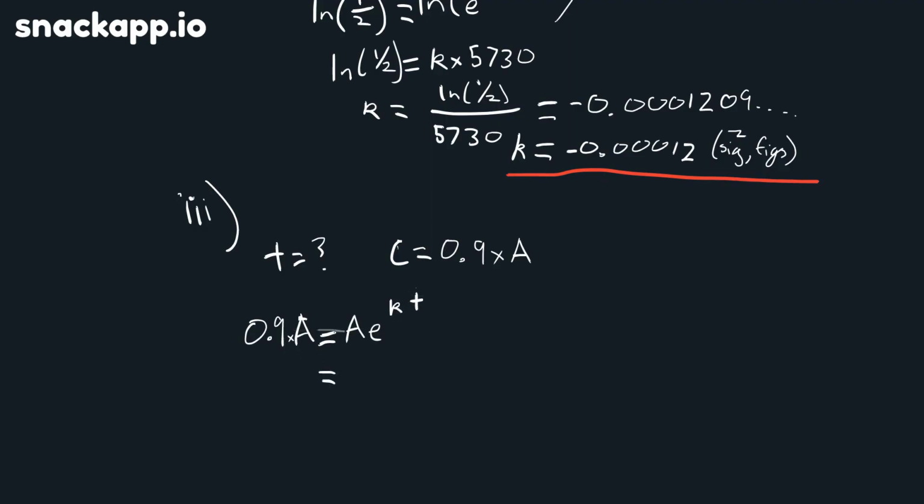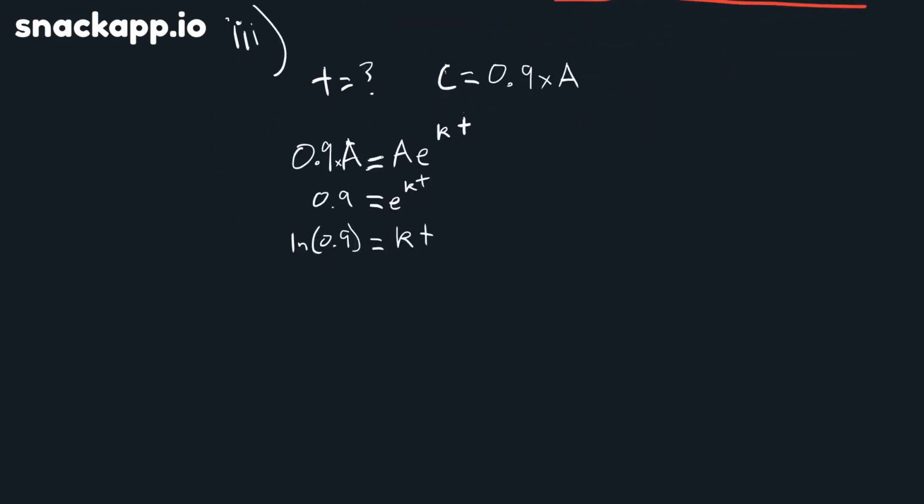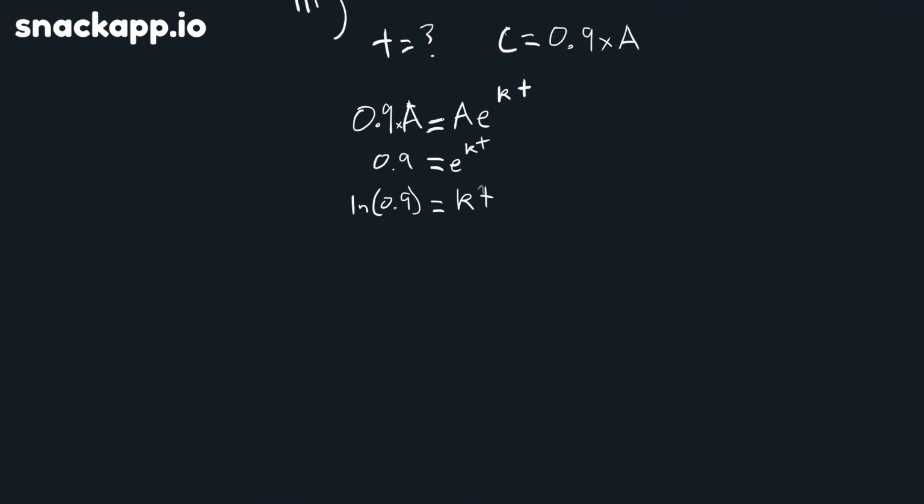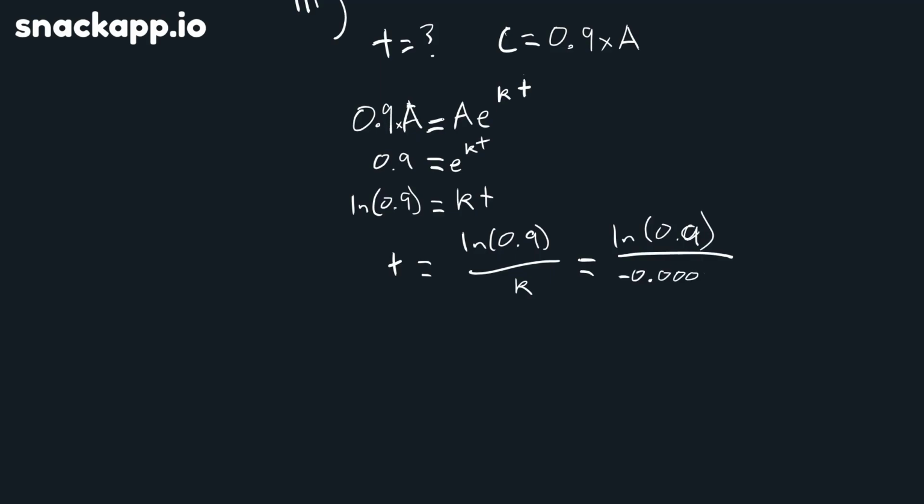Again, the A's cancel. We get 0.9 is equal to e to the kT. You take logs of both sides. You get log of 0.9 is equal to kT. The logs cancel the exponential. And then we just want t. So t is going to be equal to log 0.9 divided by k. And we can just substitute that in from before, which was negative 0.00012.